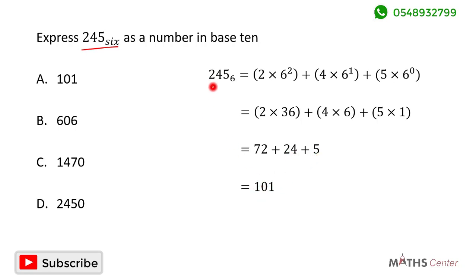So it means that when we convert 245 from base 6 to base 10, we are going to have 101. When we look through the options, you can see that the correct option is A.